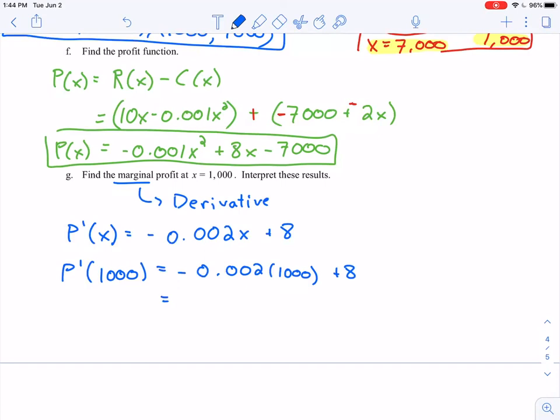So here at P prime of 1,000, I have negative 0.002 times 1,000. That should be negative 2,000. Oops, excuse me, no, I'm sorry, my mistake, negative 2. I'm trying to do too much math in my head here. Negative 2 plus 8, here I have a positive 6. So what does that mean for me?